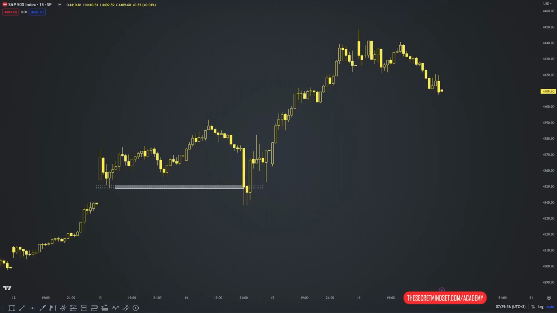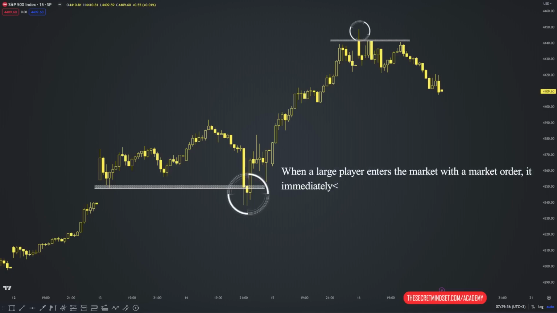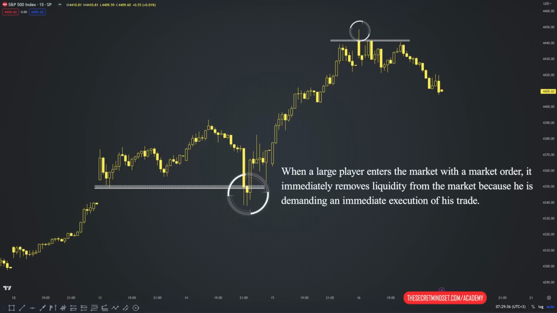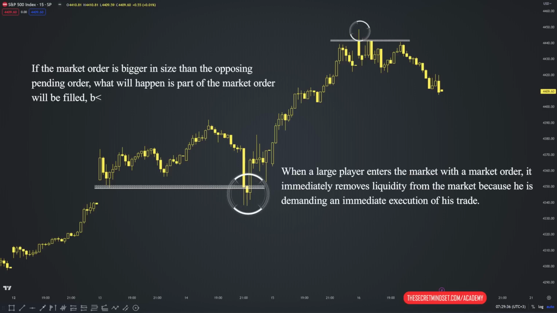A significant part of traders struggle when it comes to effectively trading these zones, and one of the key factors at play is liquidity. Liquidity is the ability to buy or sell something without causing a large price change. When a large player enters the market with a market order, it immediately removes liquidity from the market because he is demanding an immediate execution of his trade. His market order is then matched with someone who has a pending order to sell. If the market order is bigger in size than the opposing pending order, what will happen is part of the market order will be filled, but the rest will remain unfilled.